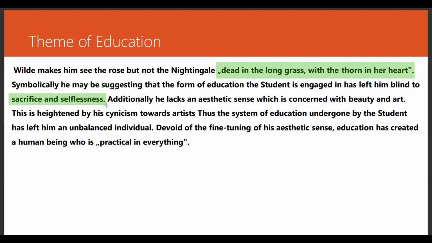Additionally, he lacks an aesthetic sense. Please make sure to write and highlight that. Additionally, he lacks an aesthetic sense, which is concerned with beauty and art. Because he did not learn anything about music, drama, art, literature, anything, he did not know how to appreciate them, right? That is because of the problem of education.